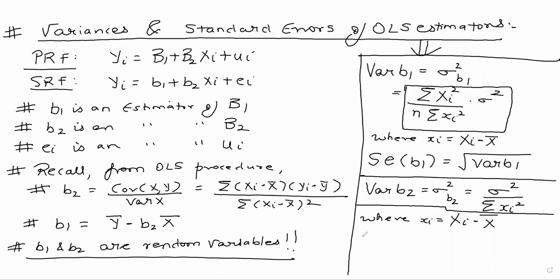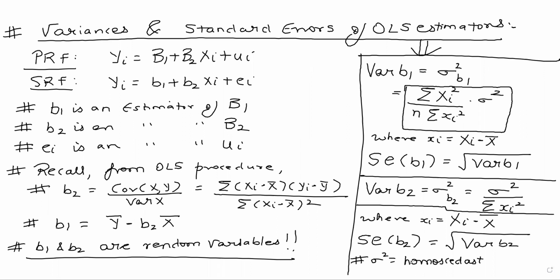Okay, and similarly guys, what will the standard error of B2 be? Standard error of B2 will be the square root of variance of B2. In both these cases, what is sigma square? Sigma square is the homoscedastic variance. It is the variance of the disturbance terms, that is the ui's.